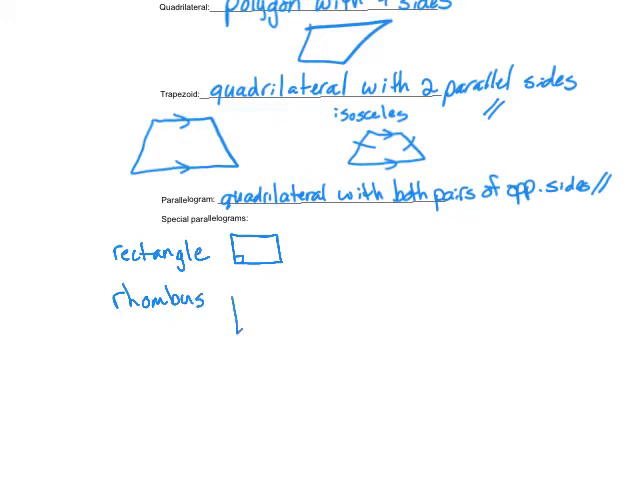We have a rhombus. That's a parallelogram where all four sides are the same length. And then we have a square. A square is both a rhombus and a rectangle. All four sides are the same length, and we have a right angle. So those are our three special parallelograms.